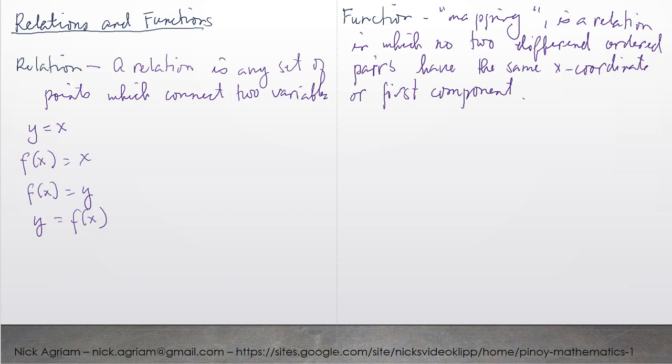As you can see now, a relation is any relation as long as it connects two variables. A function is very special. It is called mapping. It is a relation in which no two different ordered pairs have the same x coordinate or first component. I'm going to differentiate relation and function in my next video maybe.